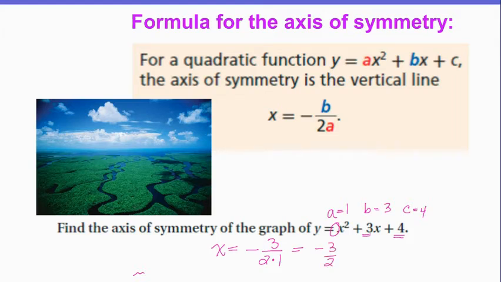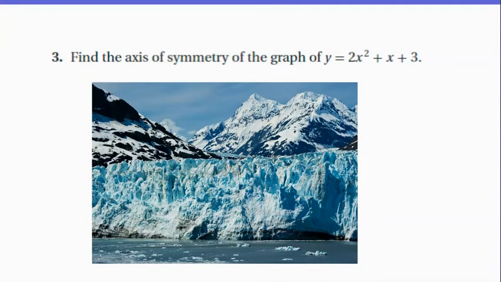This would be a good one to use when your vertex is not perfectly on a point. So you can see that -3/2 or -1.5 would be probably kind of hard for us to pick out. So that's where this equation comes in super handy. So let's try it again. A equals 2, B equals 1, C equals 3. So the equation for the axis of symmetry is -b over 2a. 1 over 2 times 2 would be -1/4. So this axis of symmetry would be at -1/4.